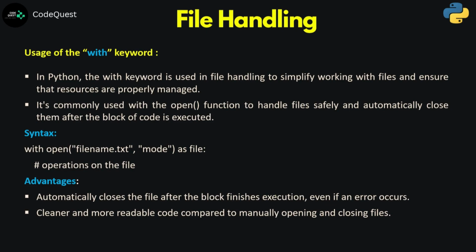And obviously, when we open the file, we have to pass two values. One is your file name, the other one is the mode in which you want to open the file. Once you have opened the file, whatever activities you want to perform on that particular file can be placed in a single block. Like I said, the with keyword is used in file handling to simplify working with files and ensure that the resources are properly managed.